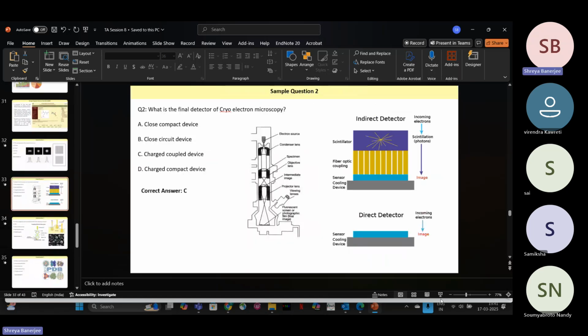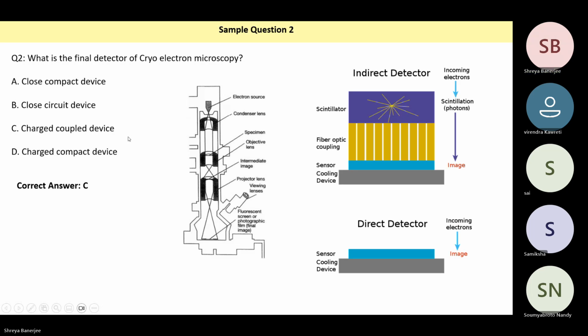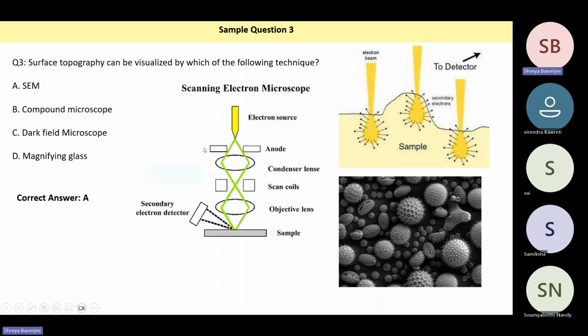So that is the answer here. It is C, that is charge coupled device, or CCD. Then you have the question, surface topography can be visualized by which of the following technique? SEM. Correct.